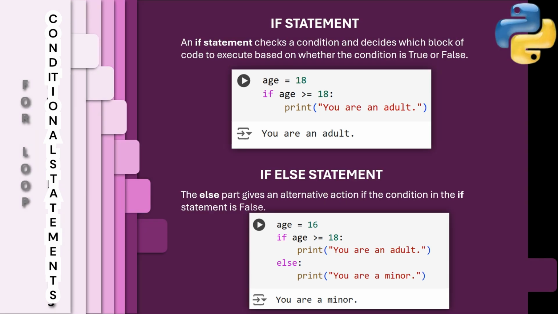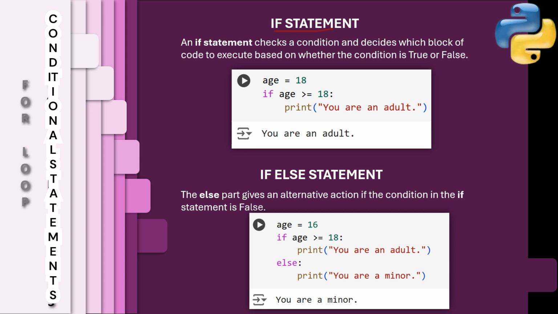Conditional statements allow a program to make decisions and execute different sections of code based on a specific condition. In this video, we will learn if statement, else statement, elif statement and nested if statements. First, if statement. An if statement is used to execute a block of code only if the specified condition is true. Otherwise, the code will not get executed.